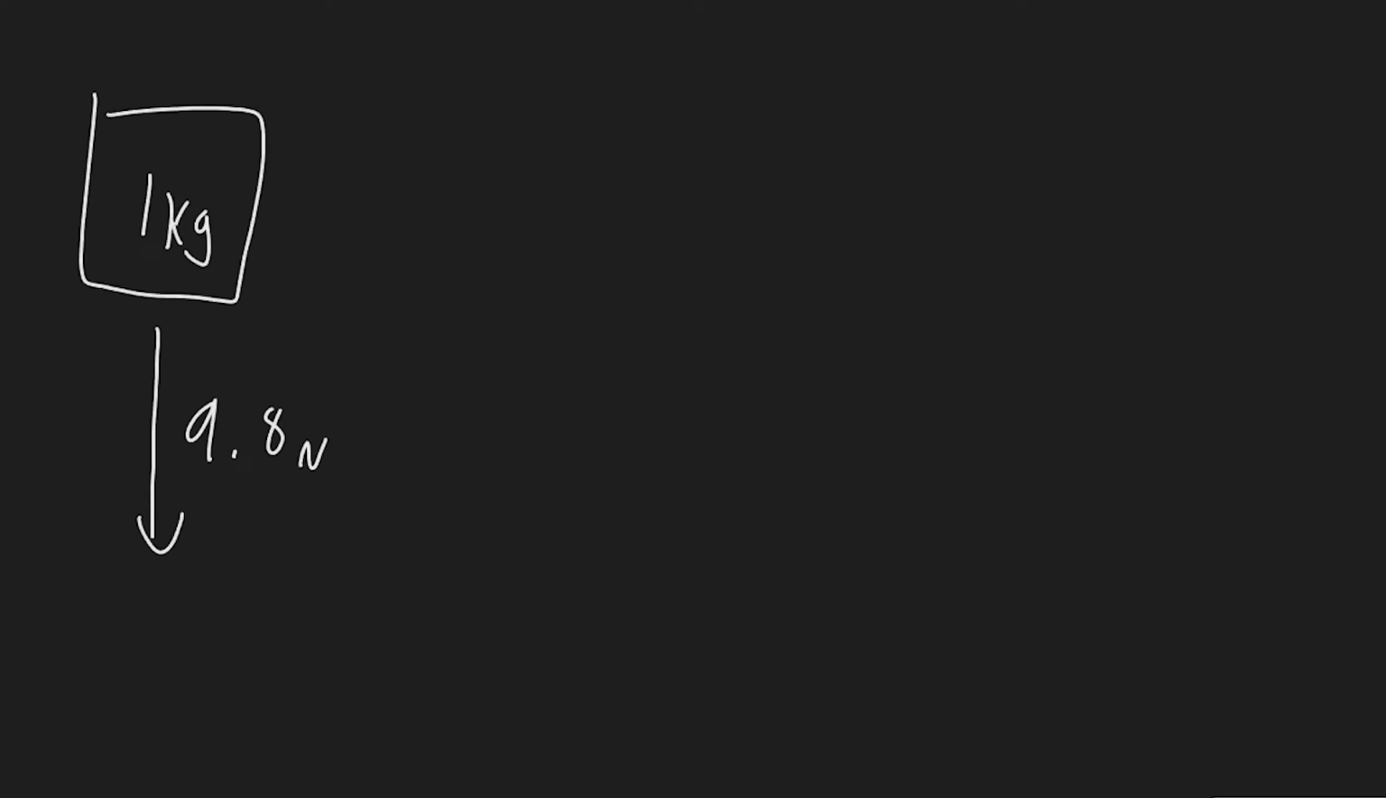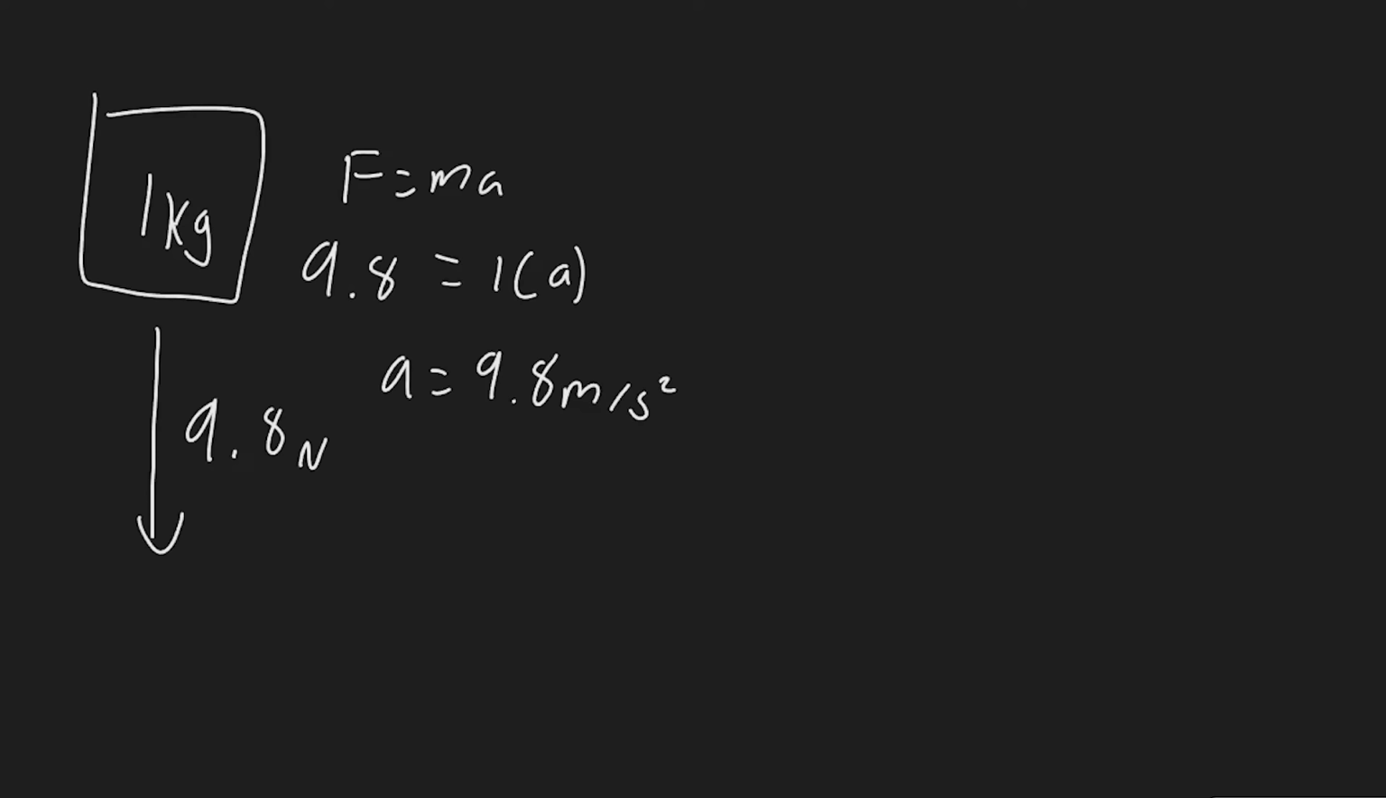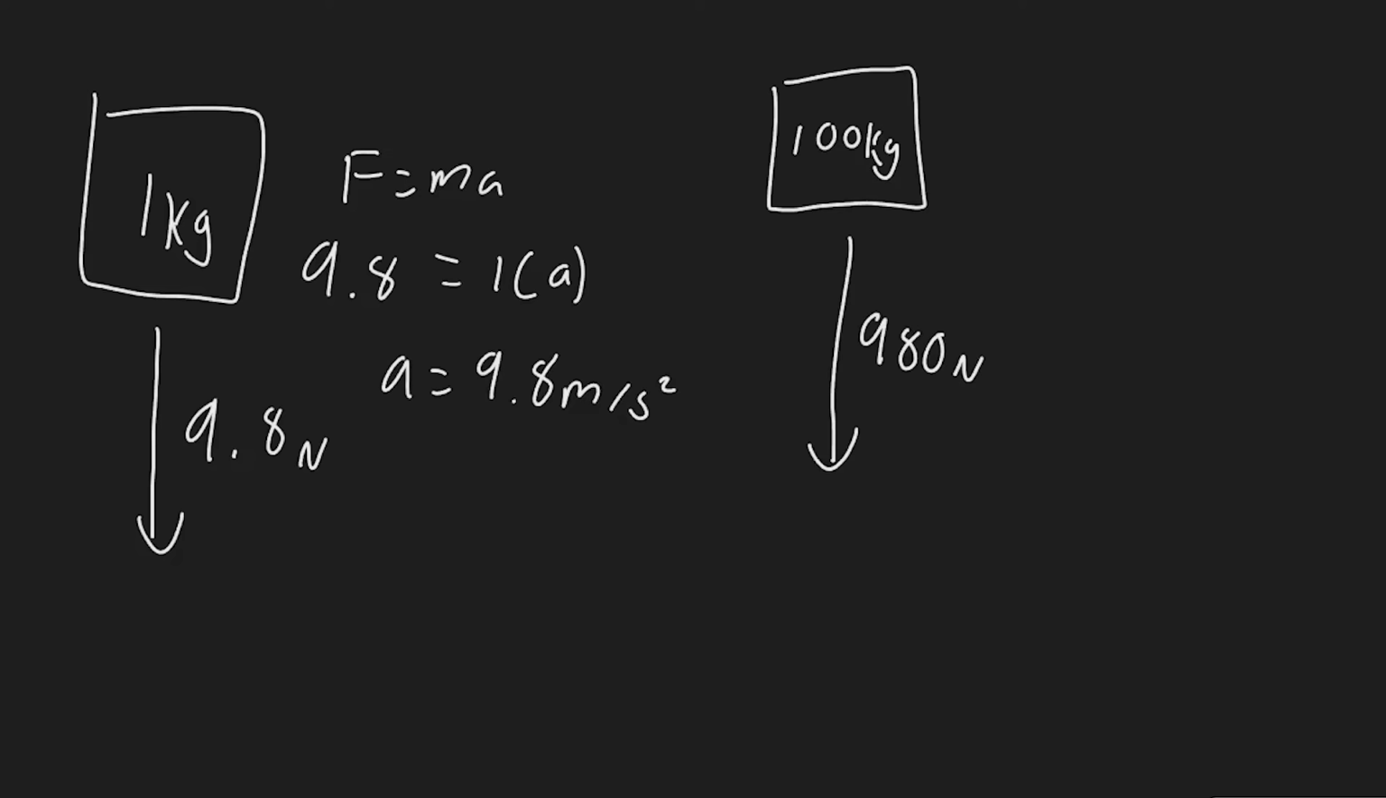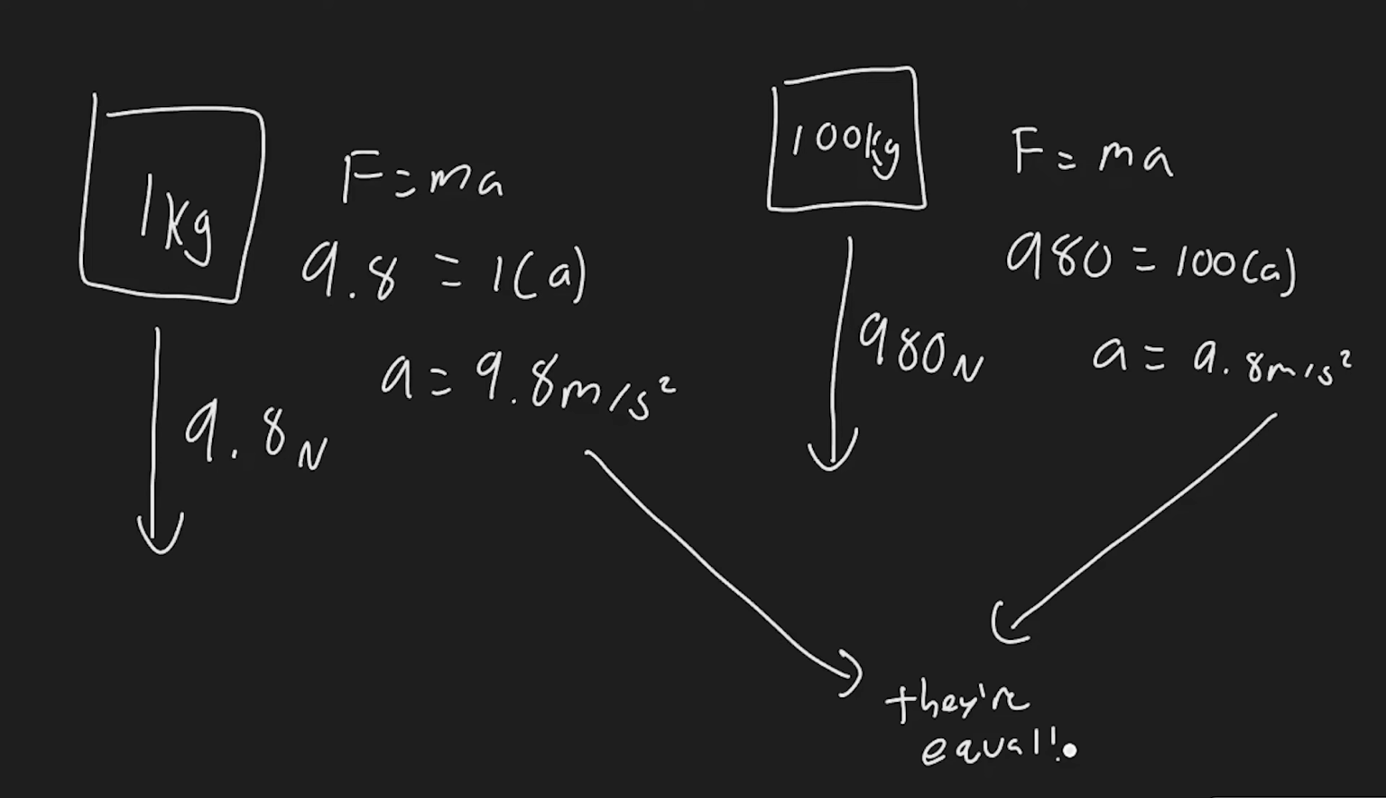Think about it this way. The force for a 1 kilogram mass falling is just 9.8 newtons. So using F=ma, we get an acceleration of 9.8 meters per second squared. And if we have a 100 kilogram mass, the force gravity exerts on it is 980 newtons. And again, using F=ma, we get an acceleration of 9.8 meters per second squared.